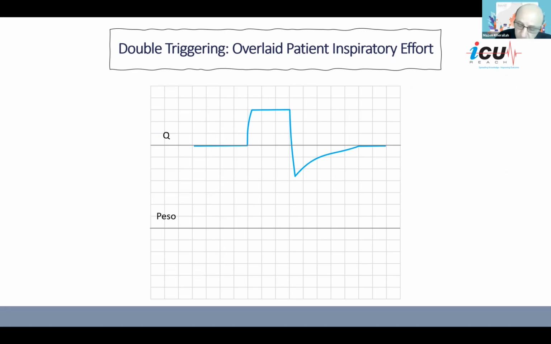So what you have here is a normal flow over time. You can see it's a square wave, so this is volume control mode of ventilation. In expiration, you can see it goes to the peak expiratory flow before it decelerates back to the baseline. This is the inspiratory time, and this is the expiratory time. This is the inspiratory time of the ventilator.